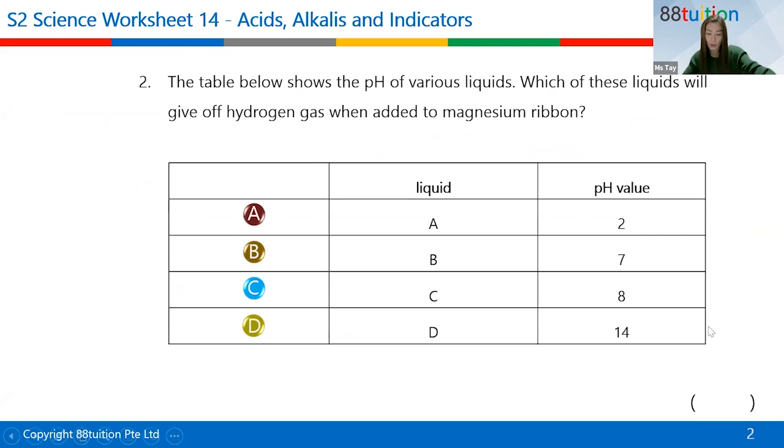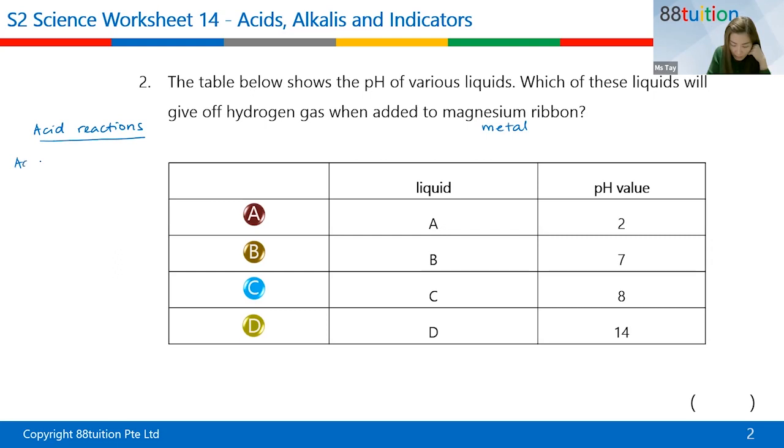Question 2. Table below shows pH of various liquids. Which of these liquids will give off hydrogen gas when added to magnesium ribbon? Magnesium ribbon, this is a metal. Okay, and then last lesson, we went through 3 reactions for acids. Cannot recall, I go through now. Okay, so acid reactions, you need to know 3 of them.